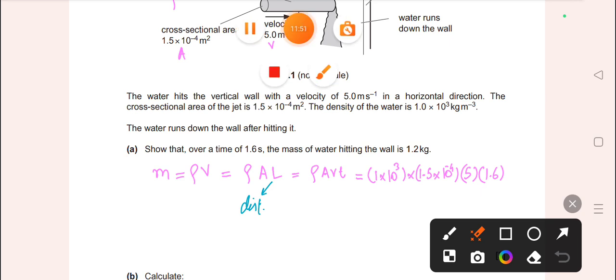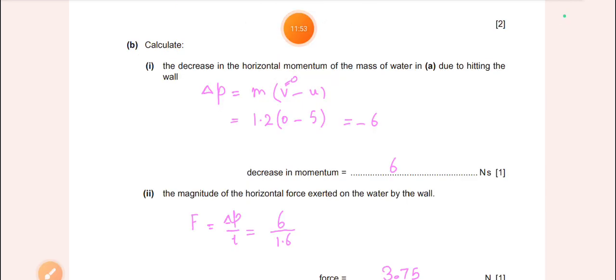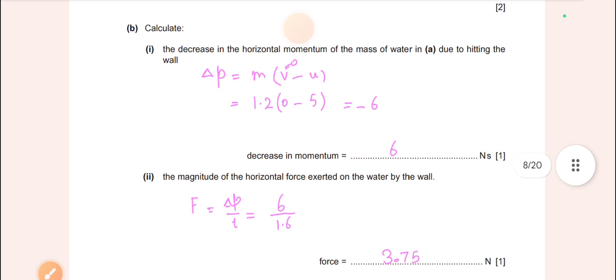In part B, it says the decrease in the horizontal momentum, the change in momentum. The basic formula for change in momentum is m into v minus u. As it said in the question, the water stops after hitting, so v is 0, and the initial velocity was 5, and the mass we just calculated in the last part was 1.2. So we use the formula of impulse or change in momentum, that is m into v minus u. Now putting the values, the answer is negative 6. Negative shows that it is a decrease.